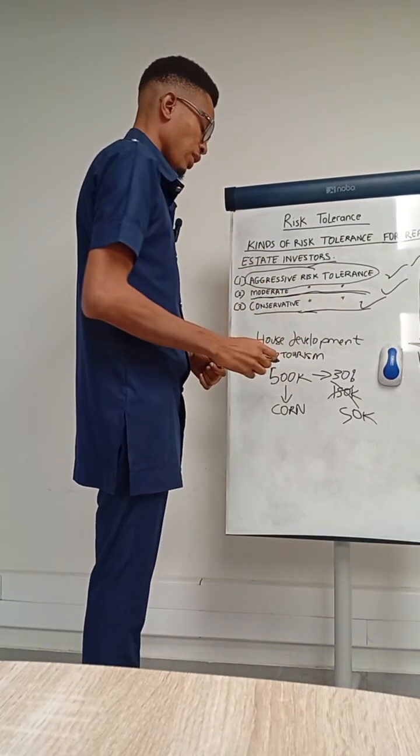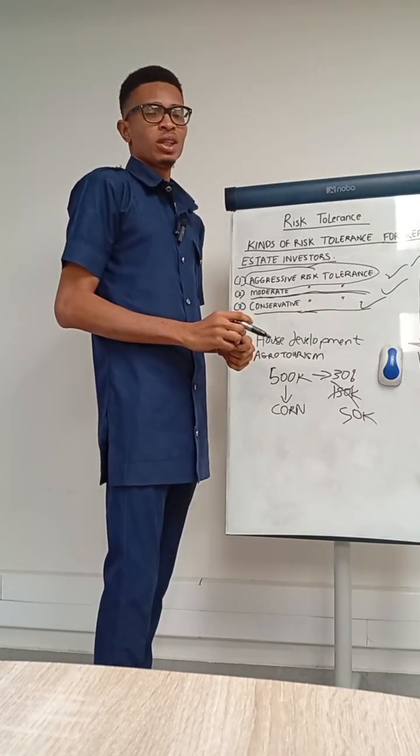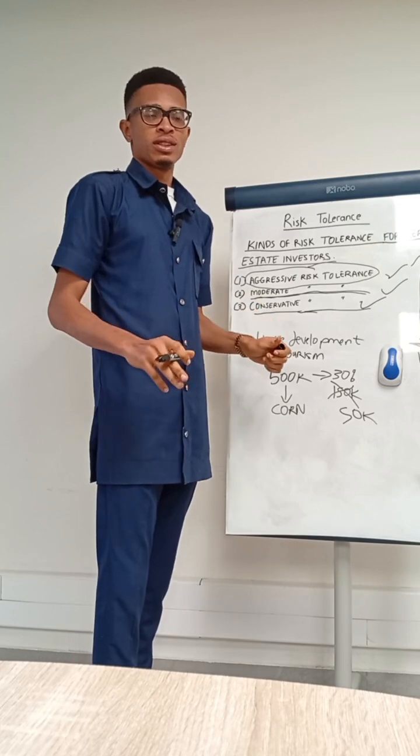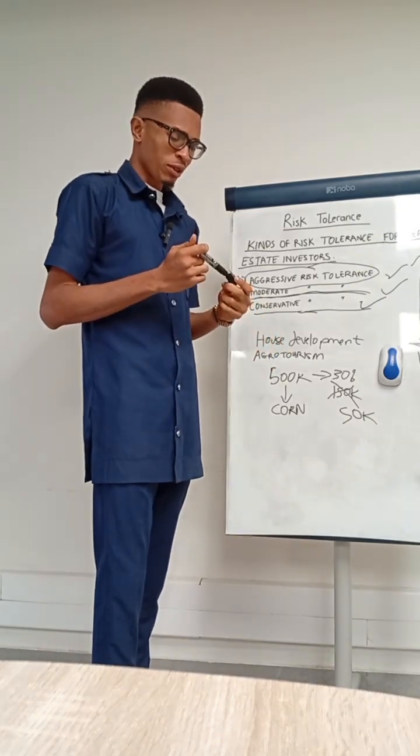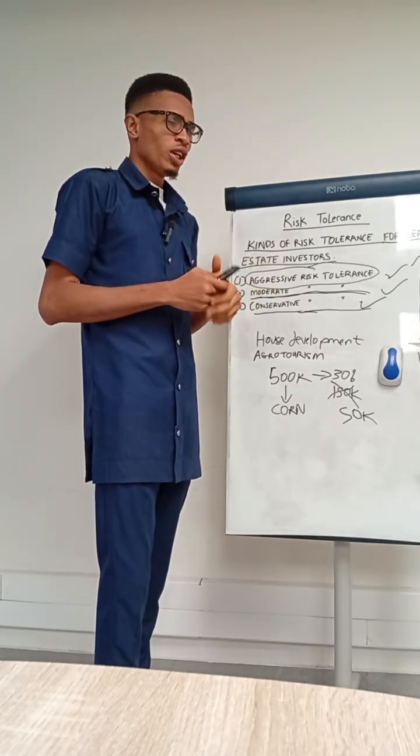Then the next one is the conservative risk tolerance level. These guys do not want to take any form of risk at all. They don't want to lose their money for anything. And people in this group are mostly elderly people.